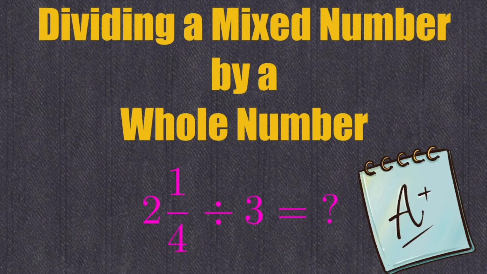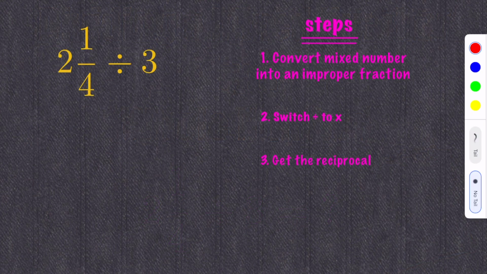In today's lesson, we will learn to divide a mixed number by a whole number. Here we have a mixed number, 2 and 1/4, and we want to divide that by 3. So what do we do when we have a mixed number and we want to divide it by a whole number? Here are the steps.